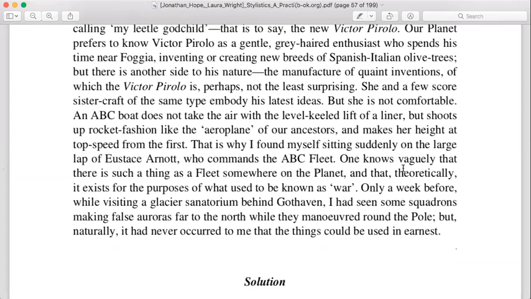One knows vaguely that there is such a thing as a fleet somewhere on the planet and that, theoretically, it exists for the purpose of what used to be known as war. Only a week before, while visiting a glacier sanatorium behind Gotham, I had seen some squadrons making for Aurora far to the north while they maneuvered round the pole. But naturally, it had never occurred to me that things could be used in earnest.